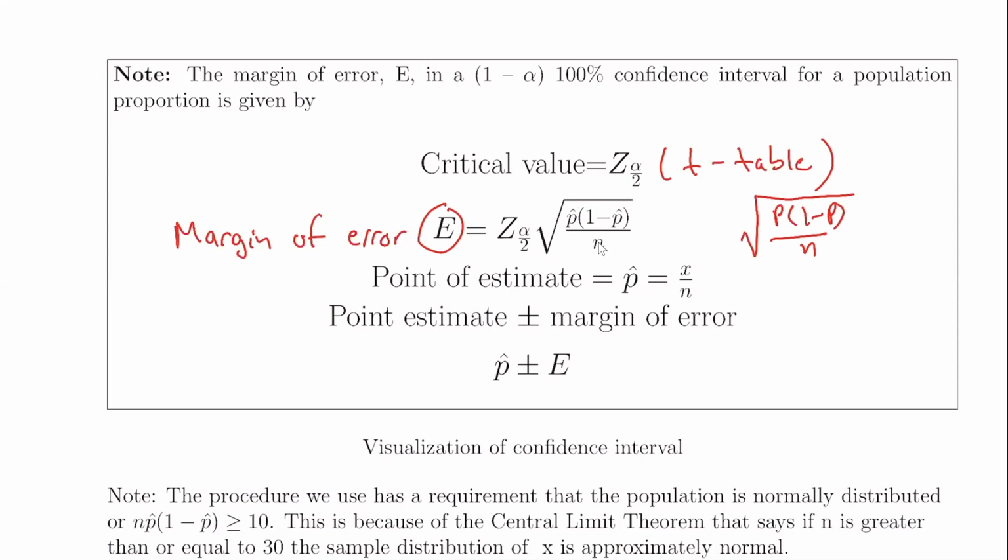And then you divide it by N. So this is how we're going to find the margin of error. Any question for the margin of error?